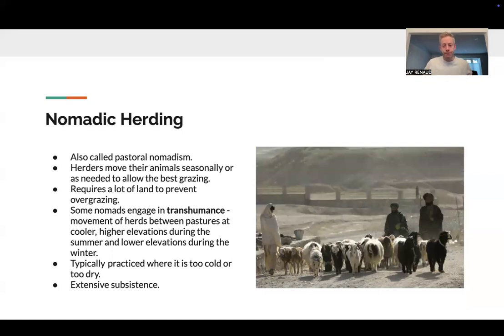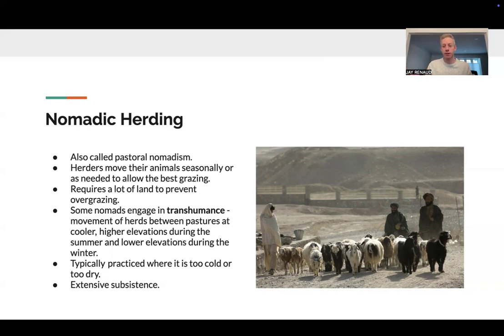Nomadic herding, also called pastoral nomadism. Animals are going to move around and graze the land. The animals and people will move around seasonally. We can bring this back to Unit 2. Some nomads engage in transhumance, so they will take their animals to higher lands in the summer and then lower lands in the winter.